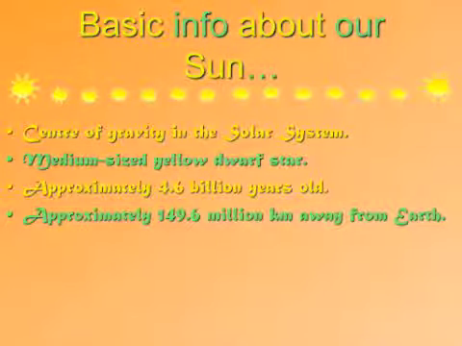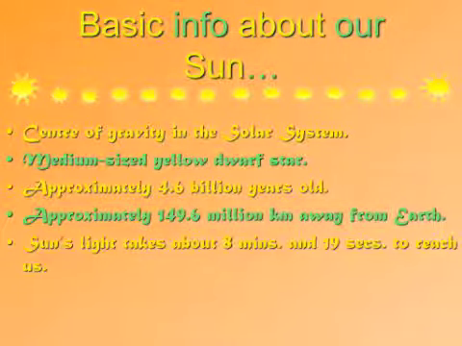It is also approximately 149.6 million kilometers away from the Earth. Because of that, the Earth is not too far and not too close to the sun. The sun's light takes about 8 minutes and 19 seconds to reach the Earth.